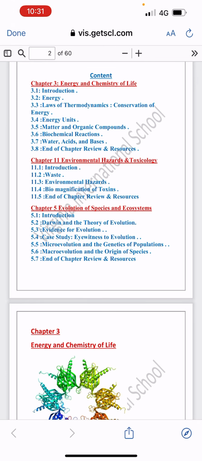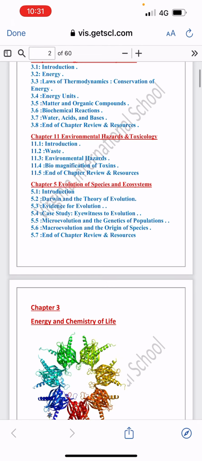The second chapter is going to talk about environmental hazards, and hazards mean the waste and toxicology, the toxic products that affect the environment badly. So we are going to talk about the environmental waste and the toxic products. The last chapter is going to talk about evolution of species and ecosystem.